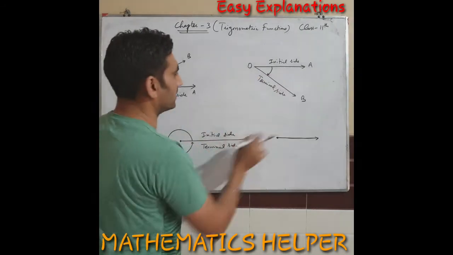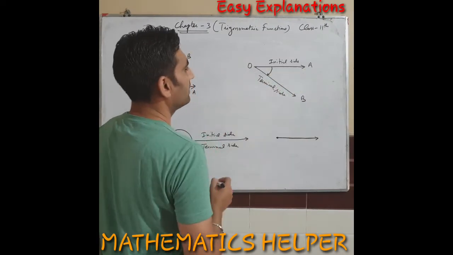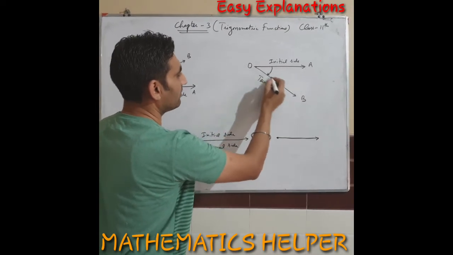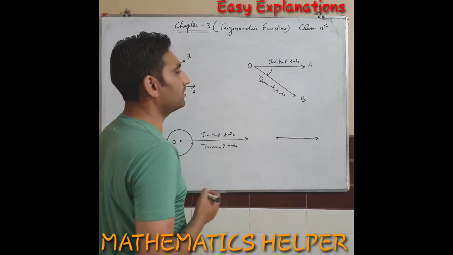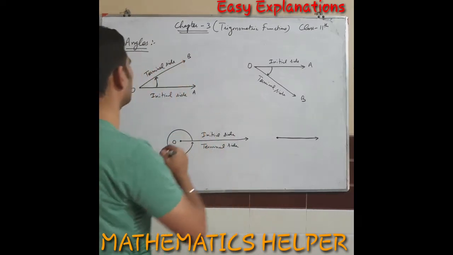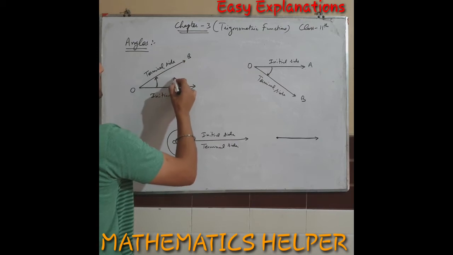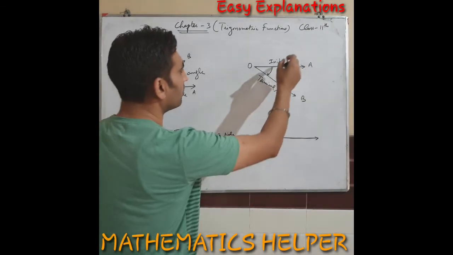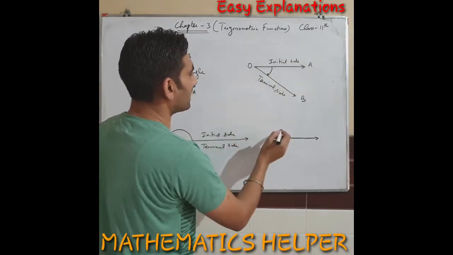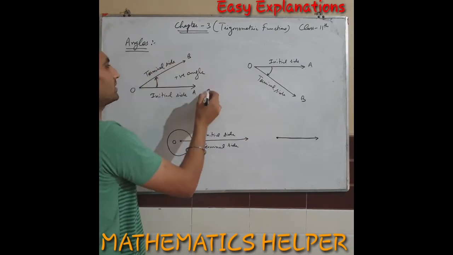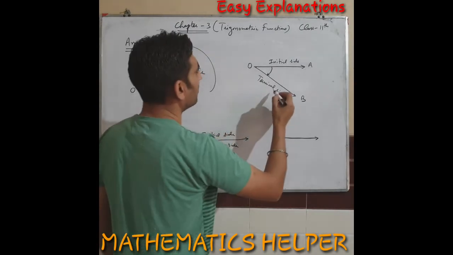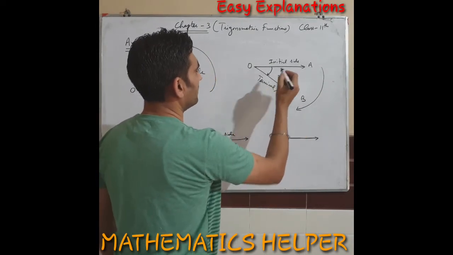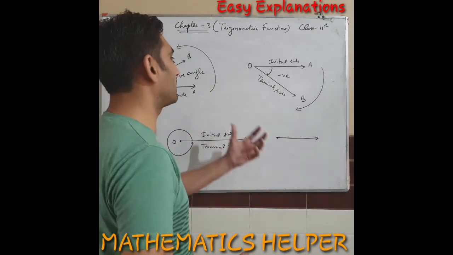Similarly, if your angle is downwards, this ray OA is the initial side and the angle we marked is clockwise, and the ray number 2, which is OB, I marked as the terminal side. So students, remember one thing: when you move anti-clockwise you will get a positive angle. You have to count it as a positive angle. Similarly, if you move clockwise, then your angle will be negative. Try to remember it. There are a few new things which you have to remember in this chapter.